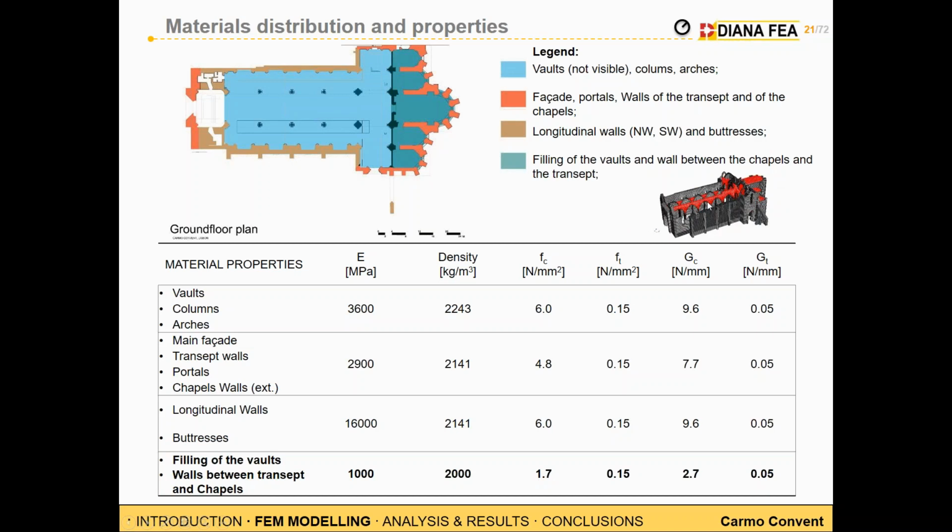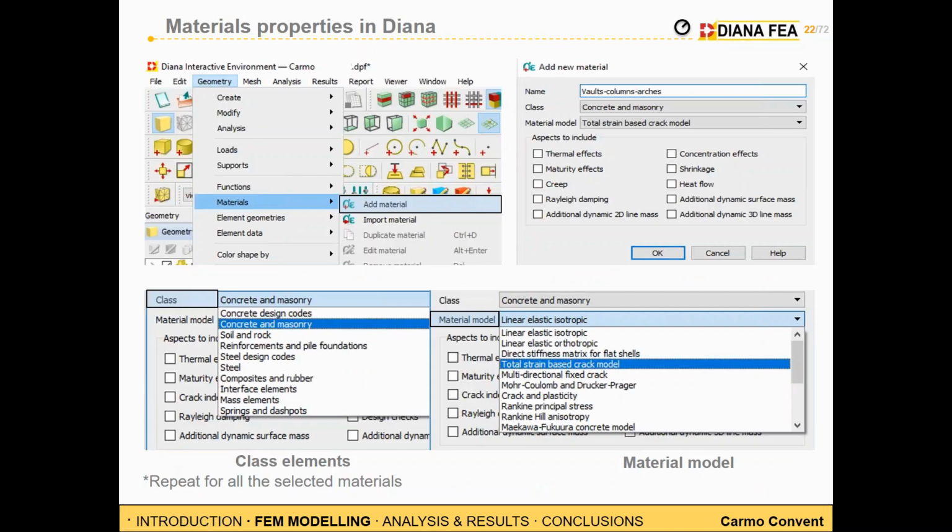Okay, but now we have to import all these properties in the Diana environment. I think these tools are very powerful, because Diana has a lot of material libraries already implemented in the graphical interface, and therefore we can go from geometry to material, add material. Here I am just showing you one example for the walls, columns, and arches. Then, for example, we select the class of element and the material model. Here I selected concrete and masonry, and the total strain-based crack model for the material model.